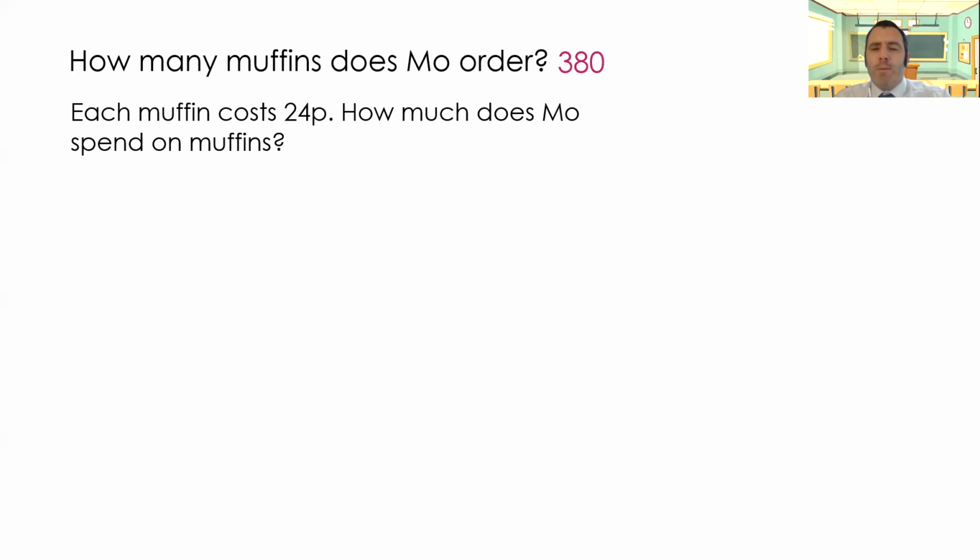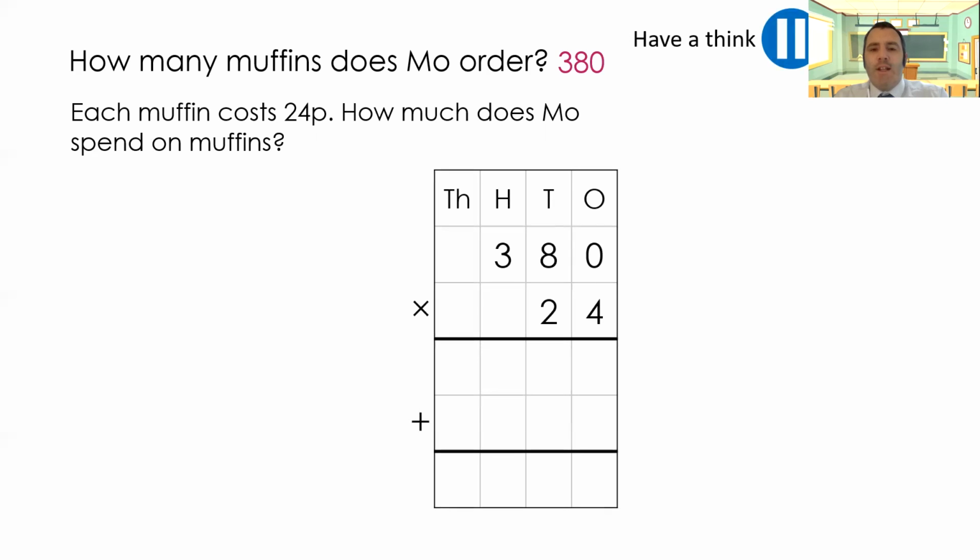What would the calculation be? Okay, you've had a chance to think. I'm sure you're all shouting the same answer at me. It's 380 times 24. I want you to have a go at solving this one. Off you go. Okay, how have you got on? Finding it easier now that we've been over it a few times, I hope.